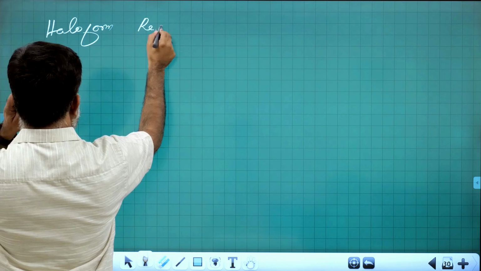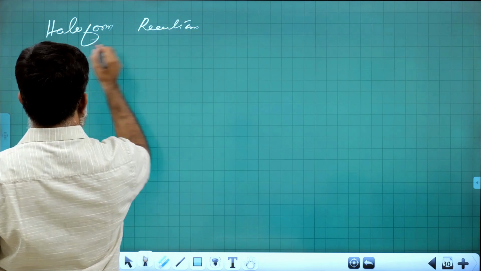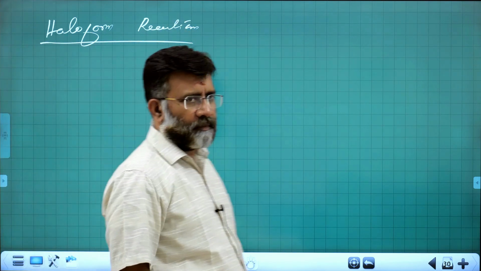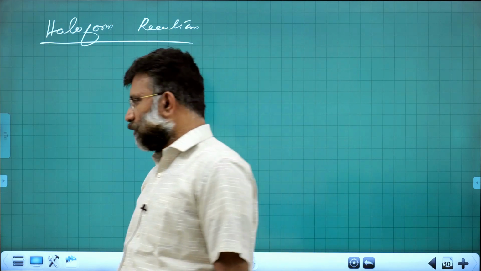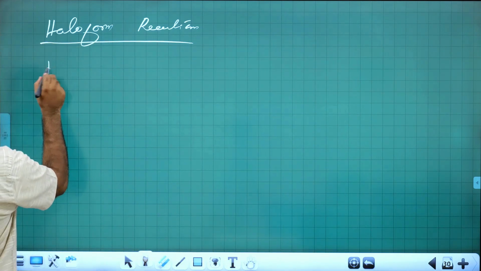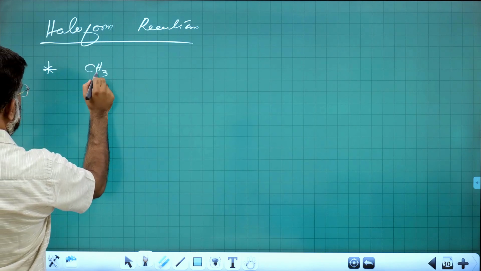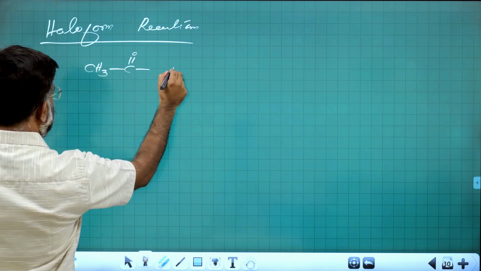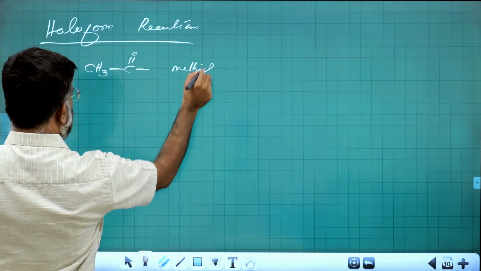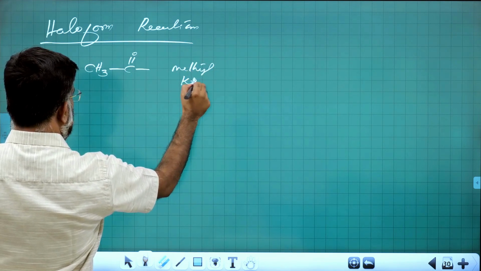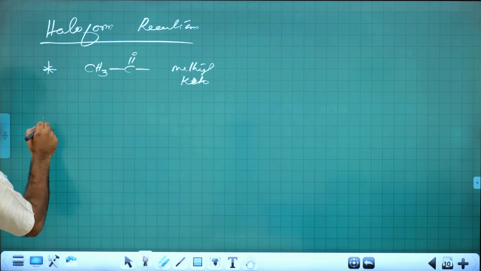Haloform reaction. See, the haloform reaction is given by those organic compounds, aldehydes or ketones or even alcohols, which contain a methyl keto group or methyl carbinol group. So those organic molecules which contain a methyl keto group, this is called a methyl keto group.